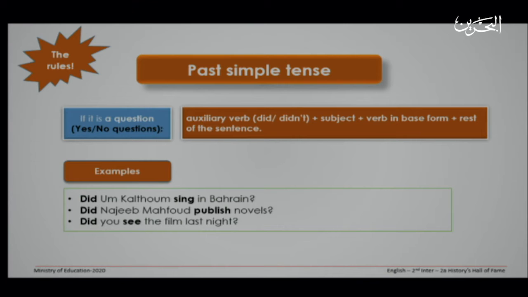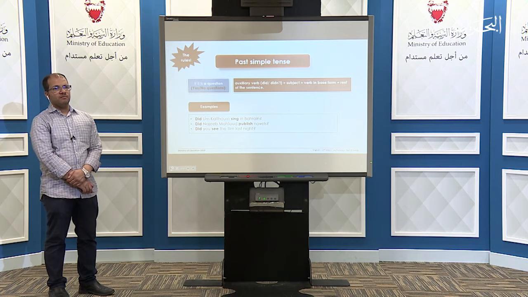In the case of yes or no questions, we have the auxiliary verb first, either did or didn't, plus the subject, plus verb in base form, and then we have the rest of the sentence. Examples are: did Kalthum sing in Bahrain? Did Najib Mahfouz publish novels? Did you see the film last night?